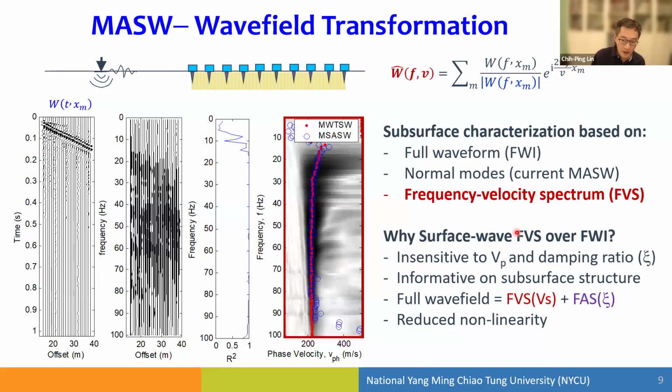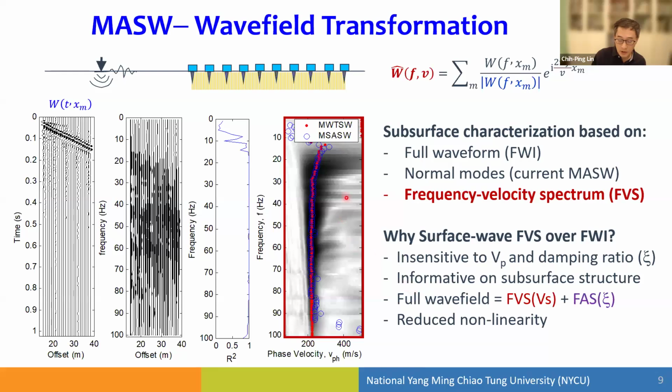So why surface wave? Why use FVS over the complete information of the full wave field? Okay, so first, FVS is insensitive to P wave. A surface wave, the Rayleigh wave, is dominated by shear wave velocity, right? And this dispersion curve, and also the dispersion spectrum of Rayleigh wave in frequency and phase velocity, is relatively insensitive to VP and damping ratio.